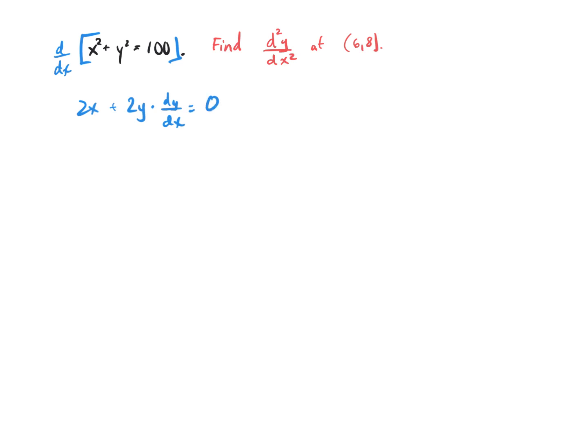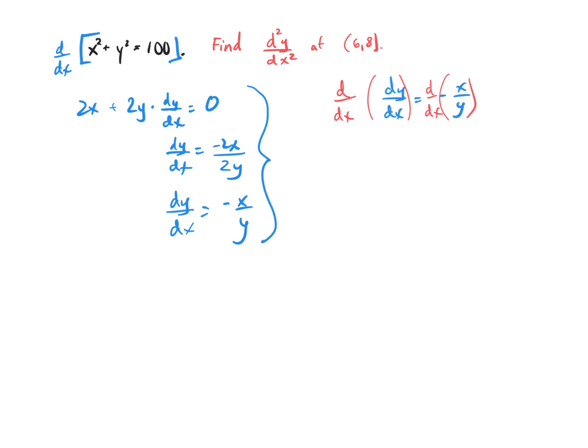So we'll subtract 2x from both sides, divide both sides by 2y, and do a little bit of simplifying. So dy/dx is equal to the opposite of x over y. All right, but we need the second derivative, so let's take the derivative of that. So we'll take the derivative with respect to x of the first derivative, and that gives us the second derivative. So we need the derivative with respect to x of negative x over y.